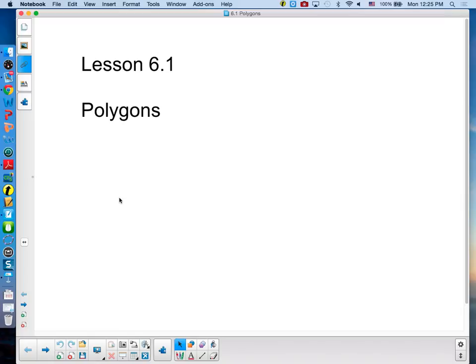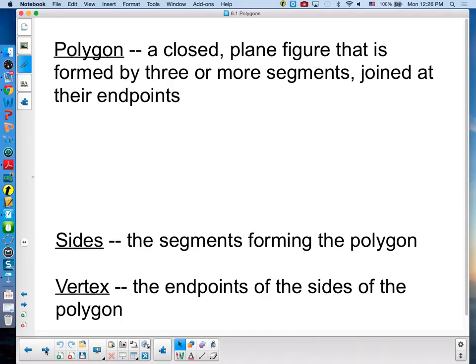The word polygon describes a certain group of figures. And those figures are closed, and they're just flat. They're in a plane. They also are formed by 3 or more segments that join at the endpoints. So in other words, every side is a segment, a straight segment. They don't cross over each other.